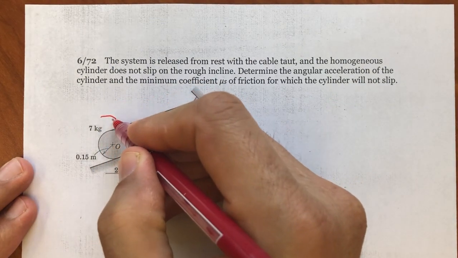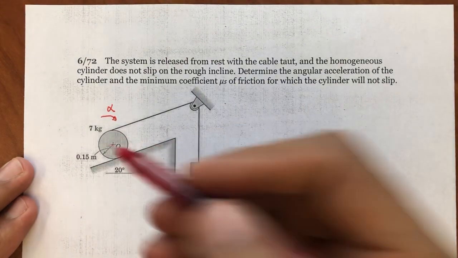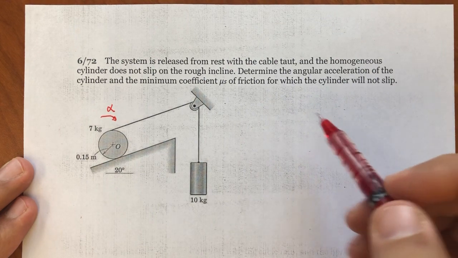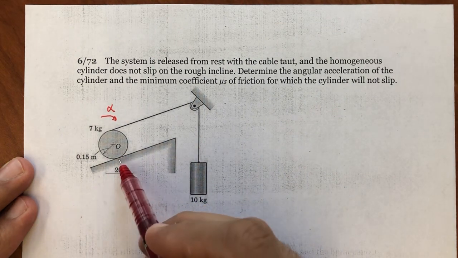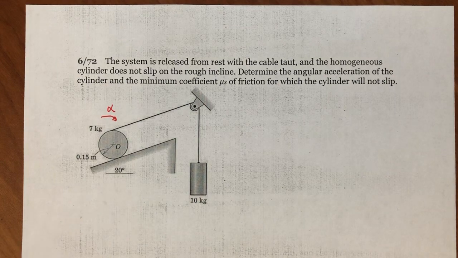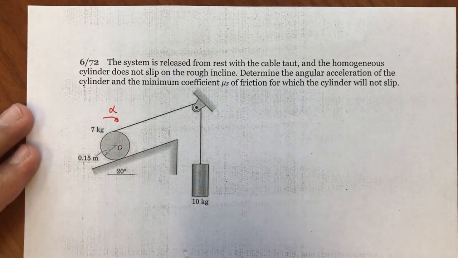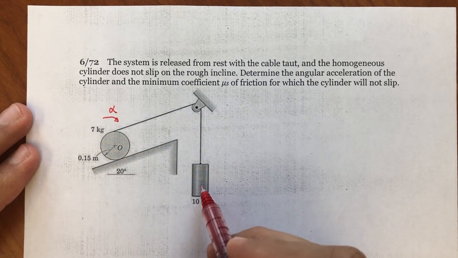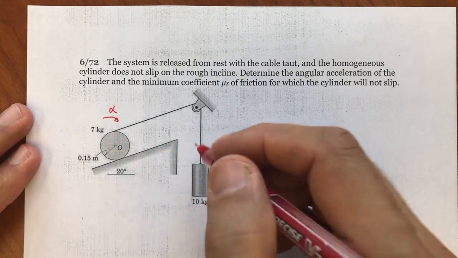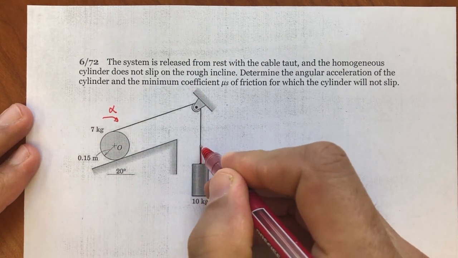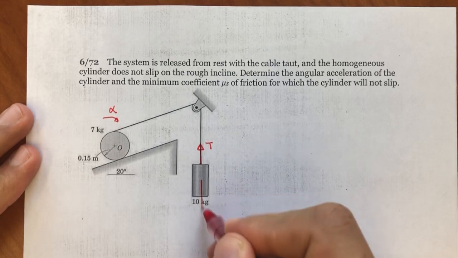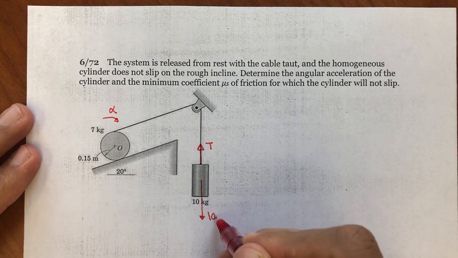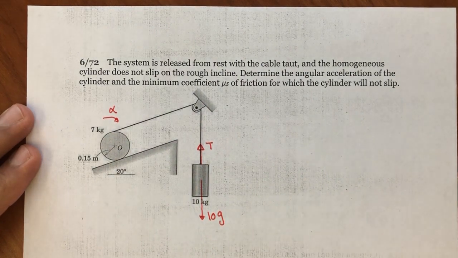If I assume the angular acceleration is alpha in clockwise, then what's going to be this angular acceleration? And what is the minimum friction coefficient between the cylinder and incline to have no slip? So first of all, like any other problem, we are going to have free body diagram. In this one, we are going to have two free body diagrams, one for this one and the other one for this. So for this one, we are going to have tension of the cable and mass of it times G, 10 times G, the weight.